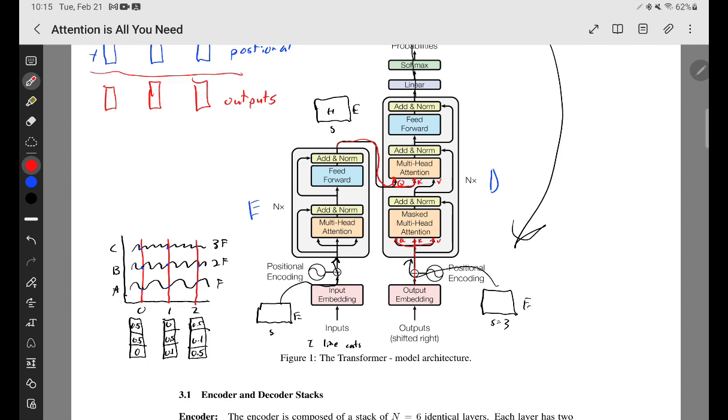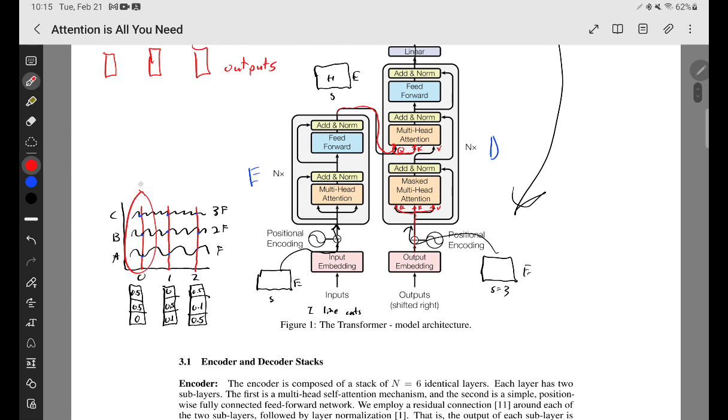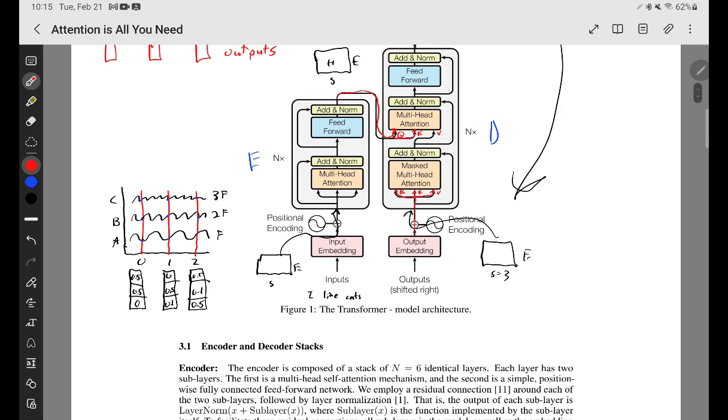Now it has information, because the 0th item in the sequence will always have the same sampled frequencies, or the same sampled sine values, added to it. And the machine learning algorithm, or the attention mechanism, can figure that out.